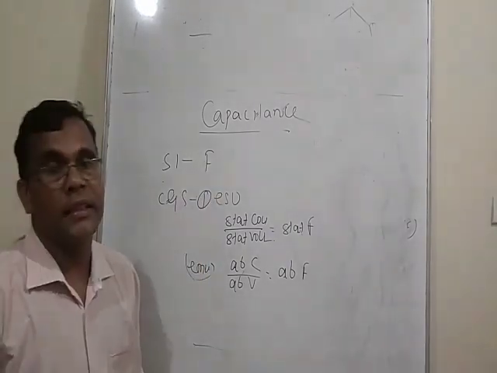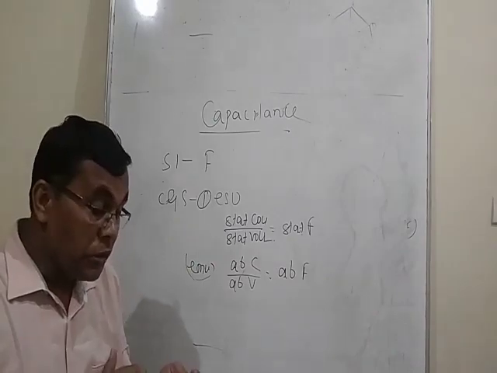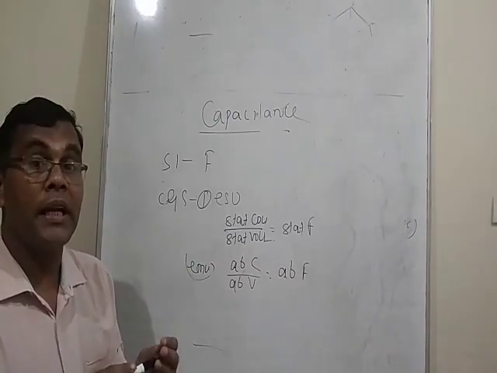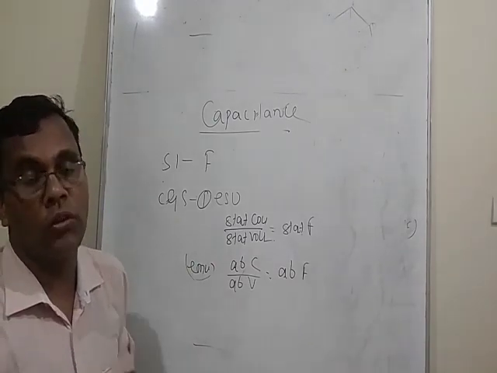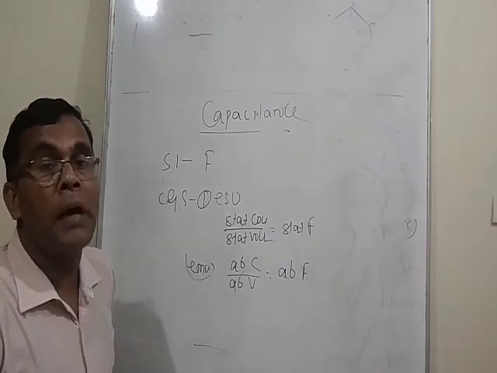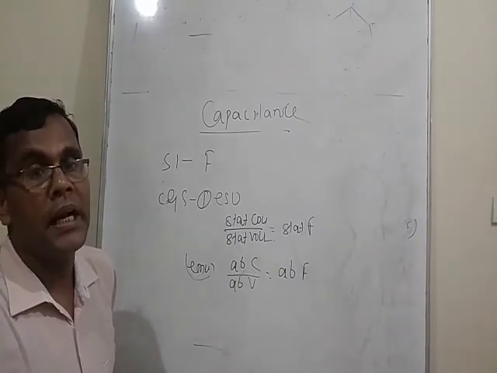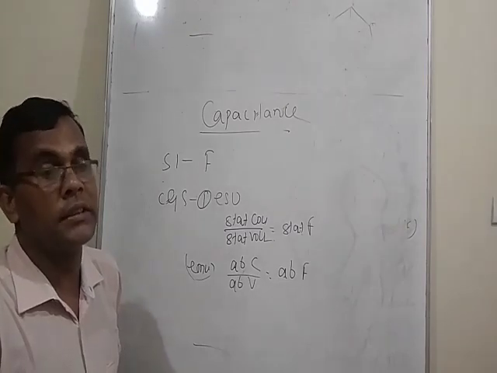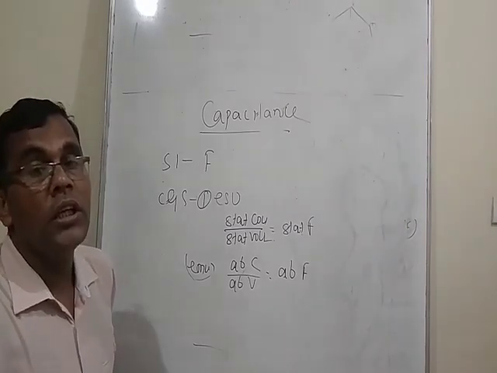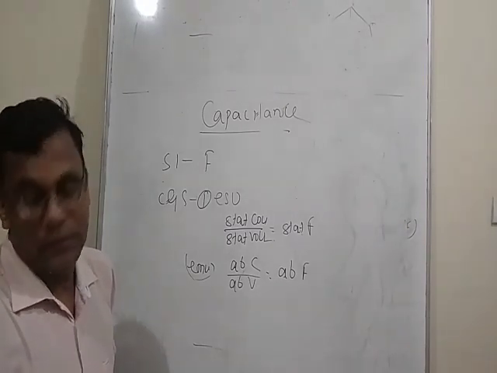Farad and Faraday differ. Faraday is a unit of charge. 1 Faraday is equal to 96,500 coulomb. Faraday is the largest unit of charge, but the farad is the unit of capacitance.